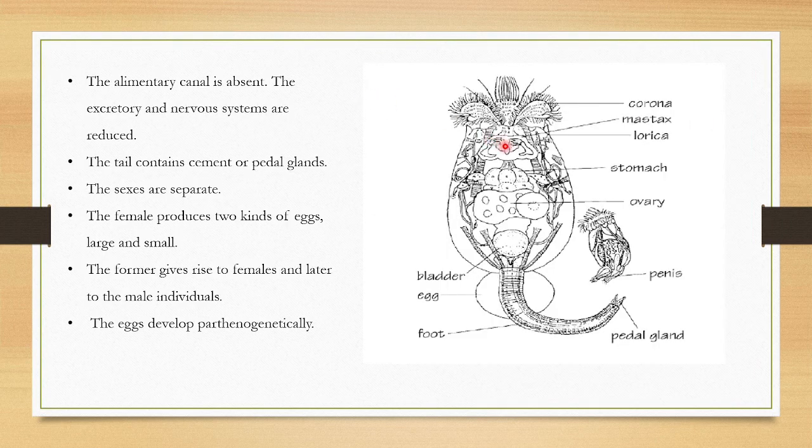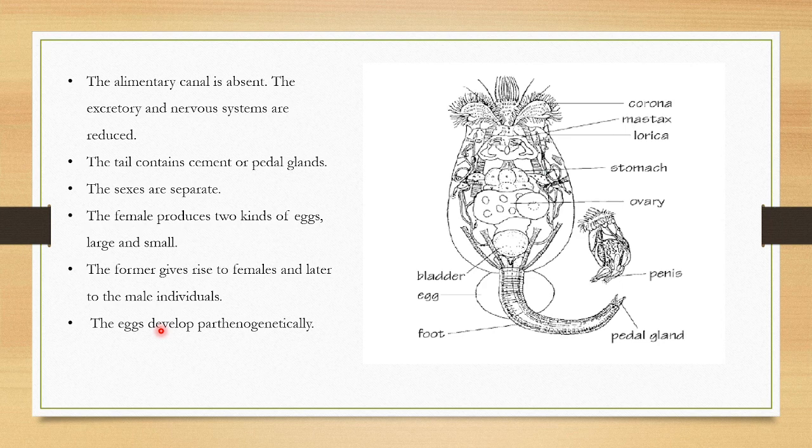Alimentary canal is absent. Excretory and nervous systems are greatly reduced. The tail contains a pedal gland. So this is a pedal gland, which is also known as the cement gland. The sexes are separate. The important feature is that the female produces two kinds of eggs, the large and the small one. The large egg gives rise to the females, and the smaller one gives rise to the male individuals. The egg also develops parthenogenetically.